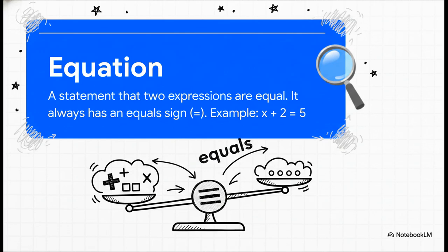An equation, though, that's a whole different animal. An equation is a full sentence. It makes a complete statement. It says that the thing on the left, x plus 2, is exactly equal to the thing on the right, 5. That equal sign is the verb. It's the action. It's the most important part of the whole sentence.